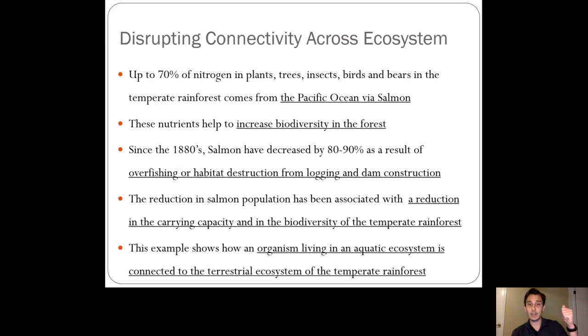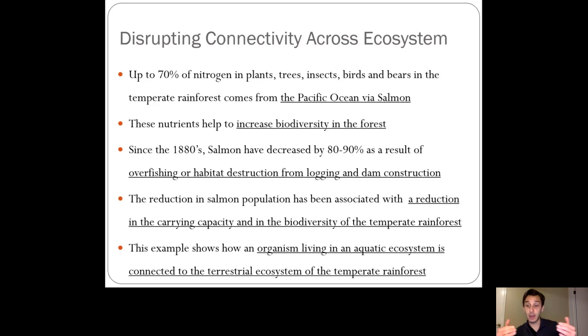Now, since the 1880s, salmon populations have decreased 80 to 90%. Okay, that's in 140 years. We have decreased the population of salmon by 80 to 90%. Number one, because we've been overfishing. We eat salmon, so we catch them and we overfish them. And same as the Atlantic cod, we fish too much and now there's less left. Okay, and the other reason is we destroy the salmon's habitat by logging and constructing dams.